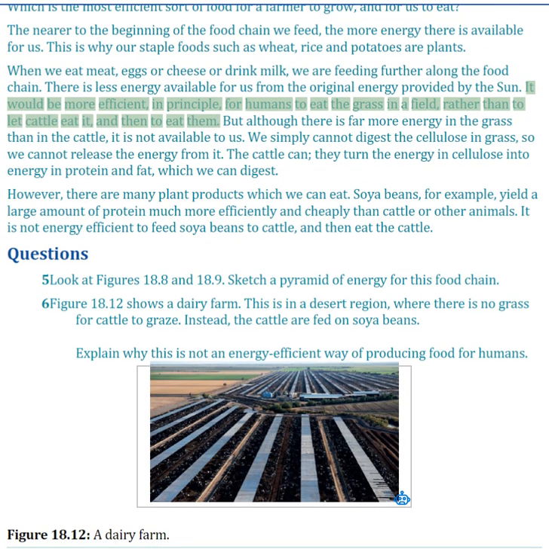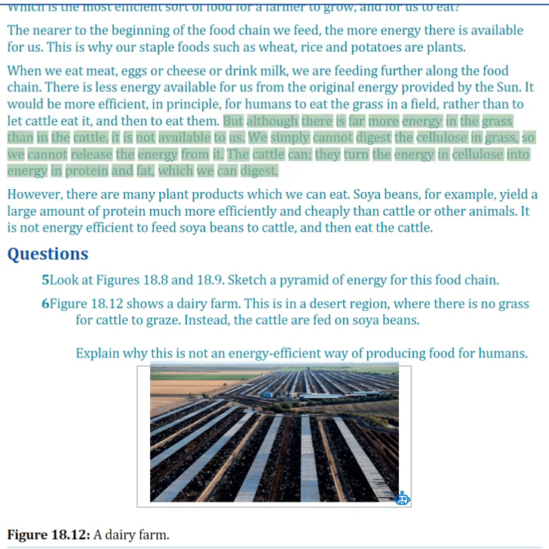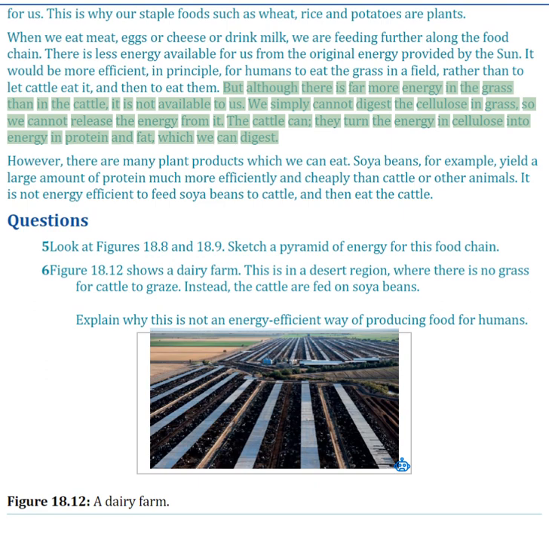It would be more efficient, in principle, for humans to eat the grass in a field rather than to let cattle eat it and then to eat them. But although there is far more energy in the grass than in the cattle, it is not available to us. We simply cannot digest the cellulose in grass, so we cannot release the energy from it. The cattle can, they turn the energy in cellulose into energy in protein and fat, which we can digest.